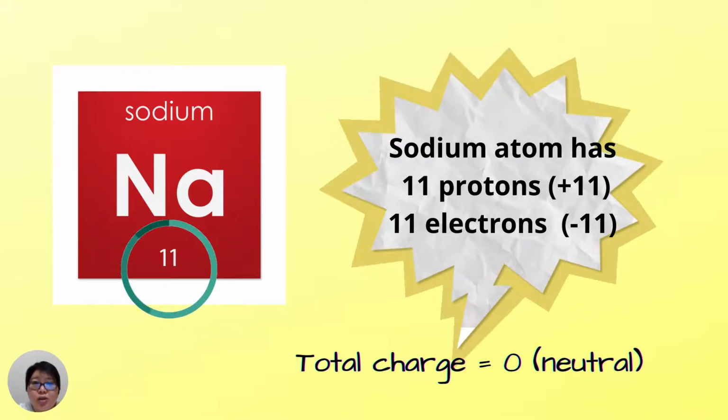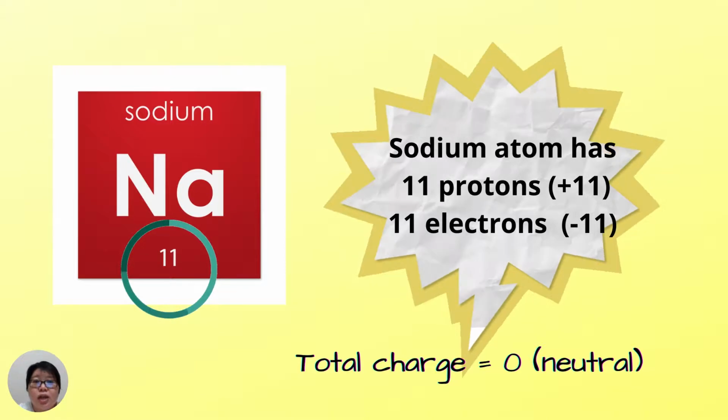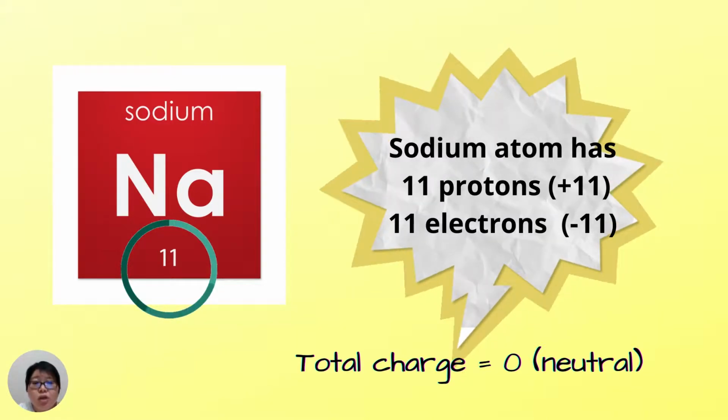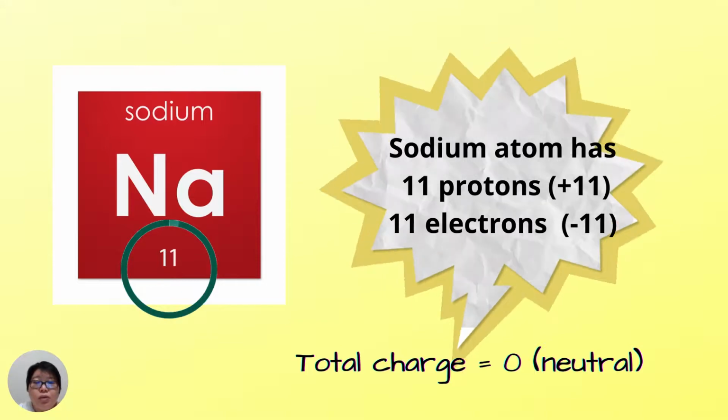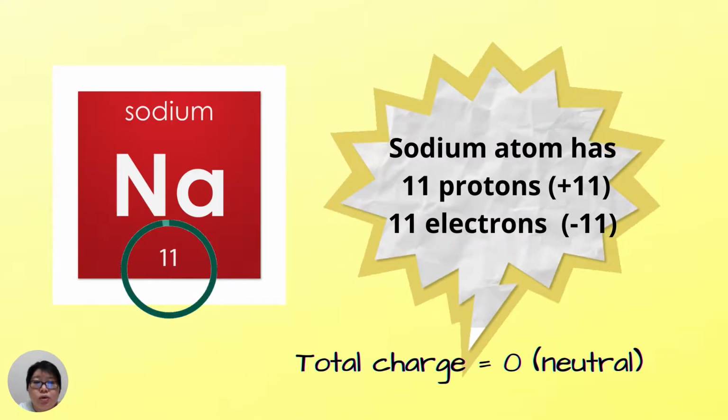And what is the charge? Each electron is charged negative 1. So when you multiply by 11, the sodium atom has negative 11, the 11 electrons show that it is negative 11 charge. Now when we add up these two together, it shows a total charge of 0, which is neutral. A sodium atom is neutral.